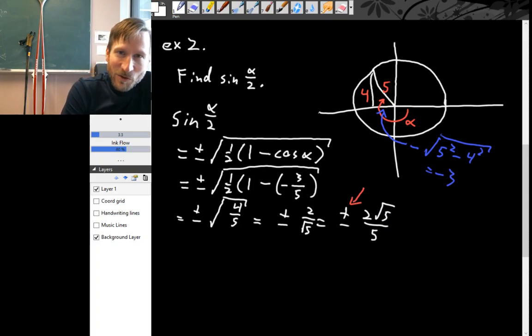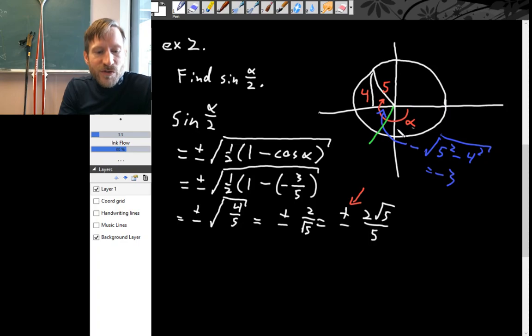Okay, so what about the plus and the minus? Do we have enough information to figure out what quadrant alpha over 2 is in? Let's see. Well, alpha is going clockwise and is in the third quadrant. So if you draw a really rough sketch of where alpha over 2 must be, it's going to be something like this. Okay. So it's in the third quadrant. And if you play around with it a little bit, you'll see that no matter where alpha is in the second quadrant, alpha over 2 is always going to end up in the third quadrant.